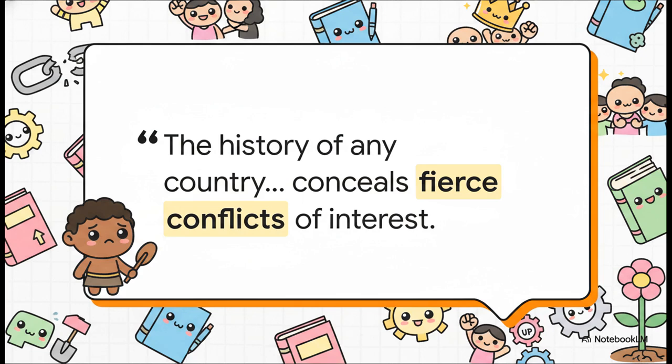Zinn argues that presenting a country's history as the history of one big family is just a myth. It's a myth designed to hide those fierce conflicts of interest. Once you make the choice not to be on the side of the executioners, the historical record literally demands to be rewritten from the bottom up.